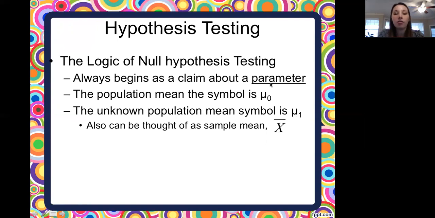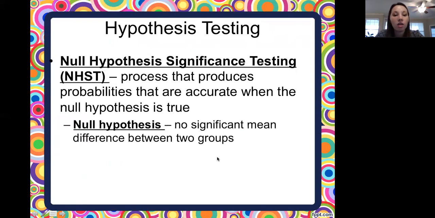So we're wanting to see if these two groups are statistically significantly different or the same. That's basically our goal here. We're wanting to see if these two groups are the same or different. So we begin by making a claim about our parameter, saying that they are equal, and then we determine whether or not they are. So our NHST is a process that produces probabilities that are accurate when the null hypothesis is true. So this is really important to keep in mind. So all of the claims that we are going to be making are about the null hypothesis, and this will make more sense in a minute.